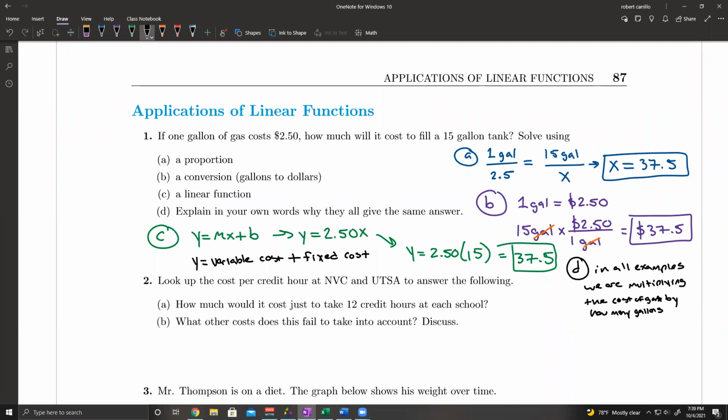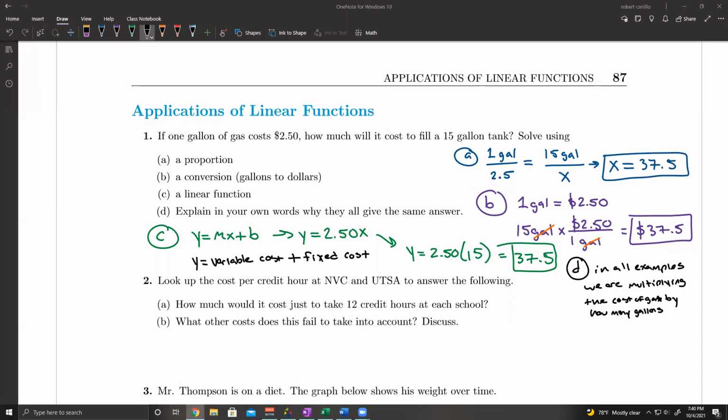Then in number 2, look up the cost per credit hour at NVC and UTSA to answer the following. How much would it cost to take 12 credit hours at each school? And what other cost does this fail to take into account? Okay, that is fun. So let's go look. Everybody get on Google and let's see if we can pop this up.